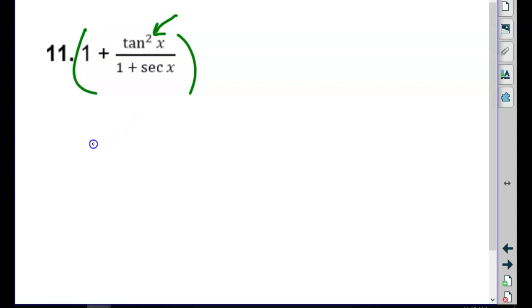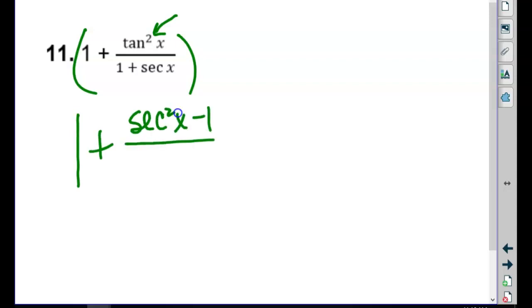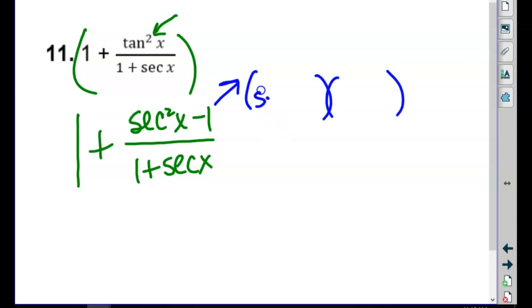Nah, I don't think I want to go there. I don't think I want to do sines and cosines if I can help it. Tangent squared is a secant squared minus 1, right? Anybody see why that might be a good idea? What did I say we could do with this? Does it factor? Yeah. Secant of x minus 1 and secant of x plus 1, right?